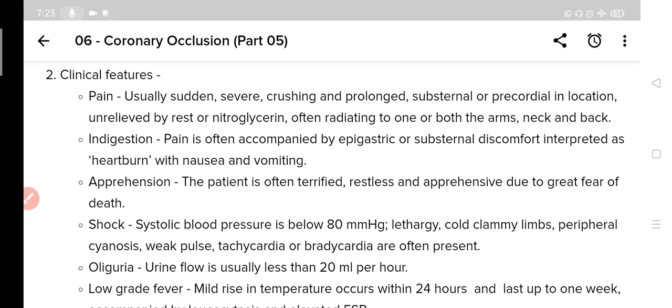So this indigestion is not real, but it is due to some symptoms which are interpreted as indigestion. What are these symptoms? They are heartburn, nausea, vomiting. So the patient thinks that this is due to indigestion, but these symptoms mimic indigestion.